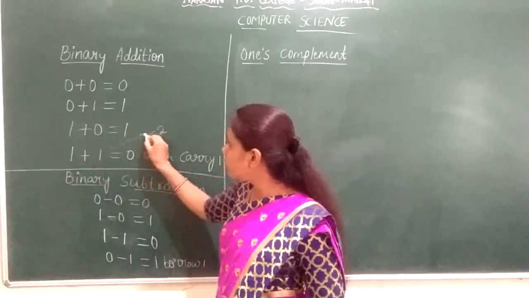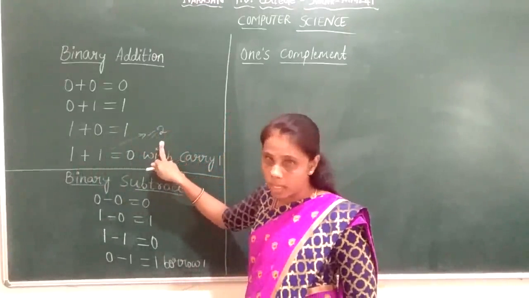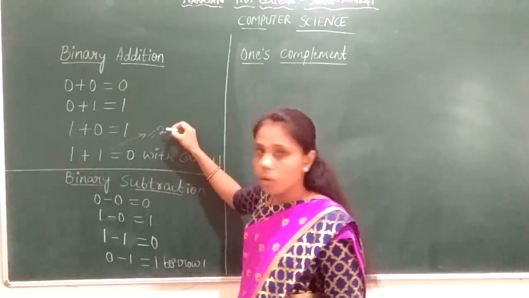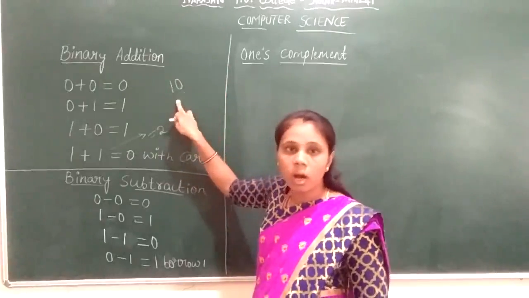See, 1 plus 1 will be 2, but in binary we cannot represent 2 directly. So what is the binary value of 2? It is 1 0. So 1 0, how will we normally write it?